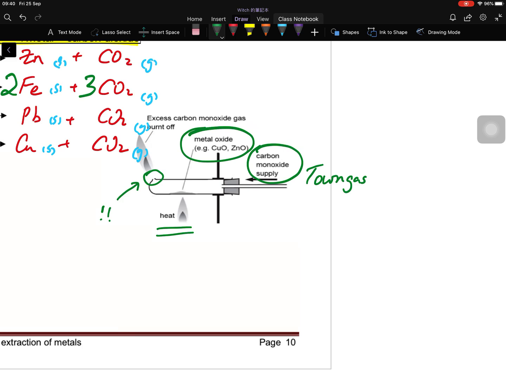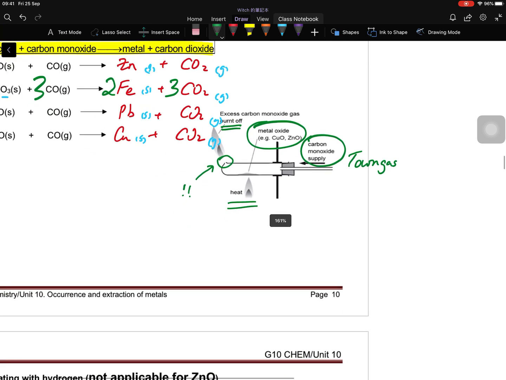And don't forget to burn away the excess carbon monoxide. Otherwise, there will be a fire hazard because carbon monoxide is flammable. We must burn off the unreacted carbon monoxide.